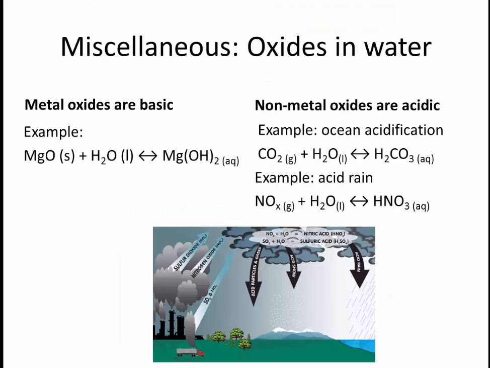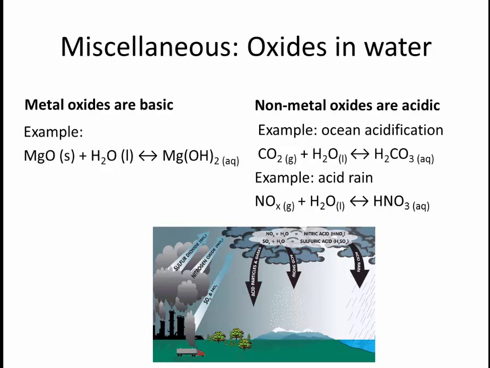One more kind of miscellaneous topic is thinking about the acidity of some oxides. These are actually ionic compounds versus the molecules we've just been talking about. But if you see a metal oxide like magnesium oxide, calcium oxide, if you were to take a solid metal oxide and place it in water, it would form a hydroxide, so it is going to be basic. It'll generate more hydroxide ions in solution.